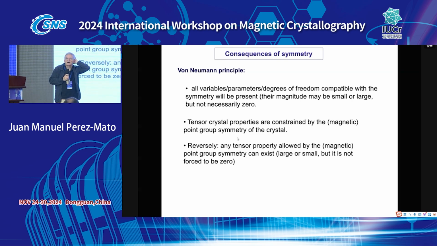But I like to call them magnetic space groups because if I call them Shubnikov groups, I would also call space groups Fedorov groups because they are also coming from Fedorov.